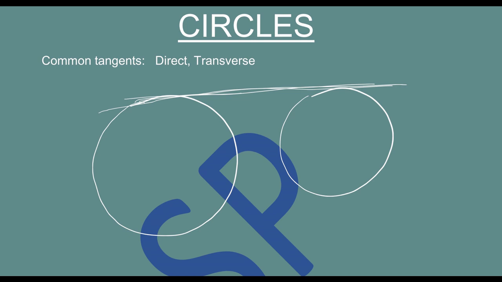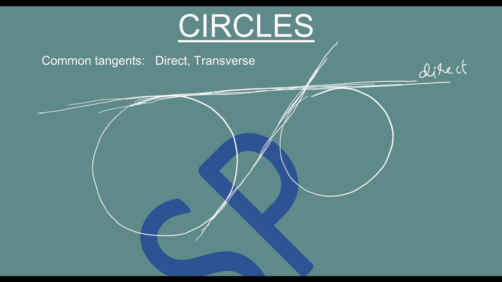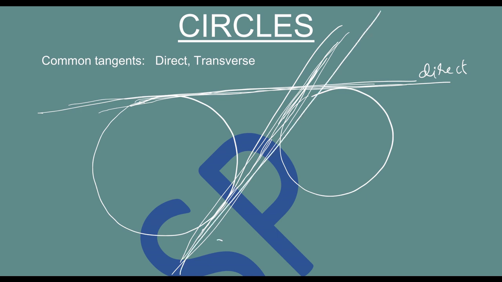Now observe that I can draw a common tangent touching them like this also. If the circles lie on the same side of the tangent, then we call that a direct common tangent. If the circles lie on the opposite sides of the tangent, then such a tangent we call a transverse common tangent.